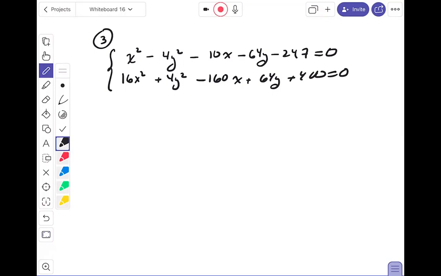It looks really tough to solve. I'm going to say right from the get-go, I am going to try to add these things together and see what happens. But what do I get? 17x squared. The y squares disappeared. Good for that. Minus 170x. The y's disappear, right? And then what do you get over there? Minus 247 and 400, that's going to be 153. Did I do that right? 153.